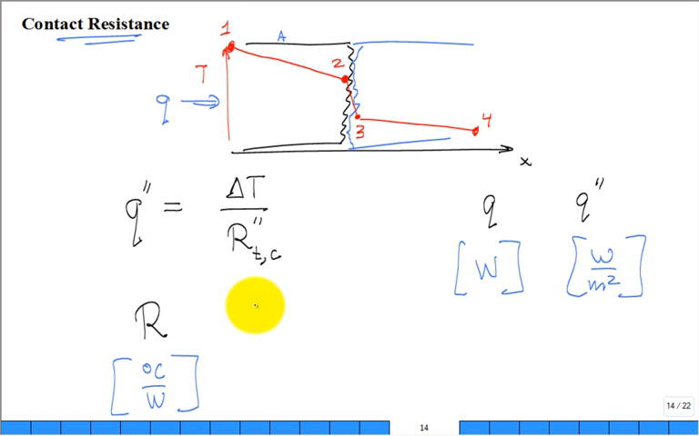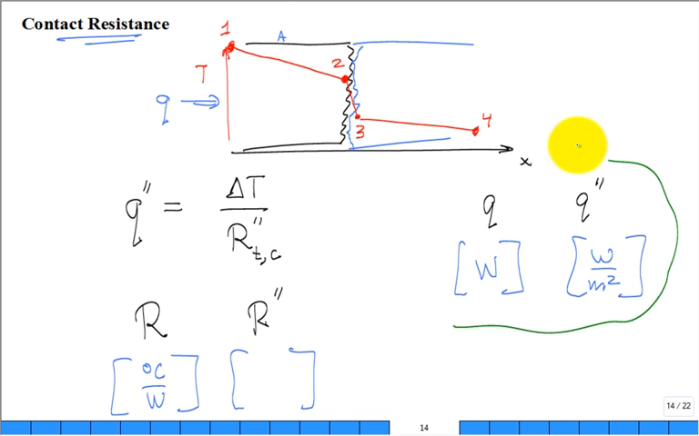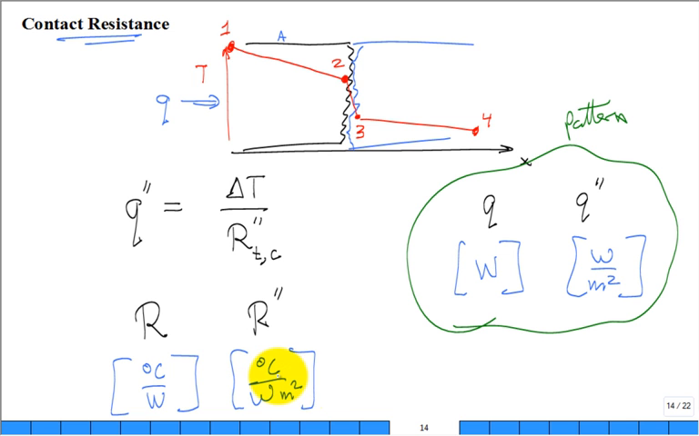Somebody says, R double prime, tell me. I like analogies. You like analogies. I see the pattern. Over here is the pattern. I'm going to tell you what R double prime is, right? What is it? It's going to be degrees C per watt meter squared. I'm just being honest with you. I'm just being absolutely honest.